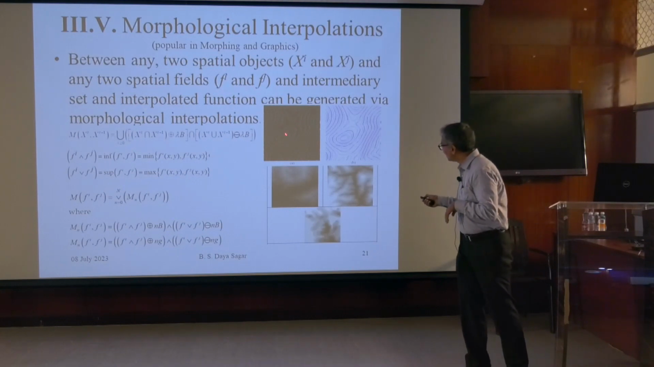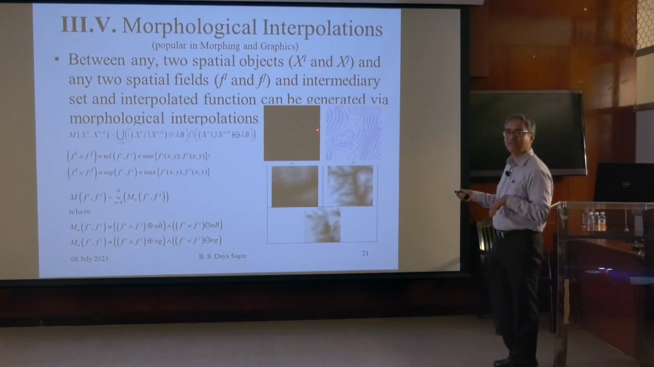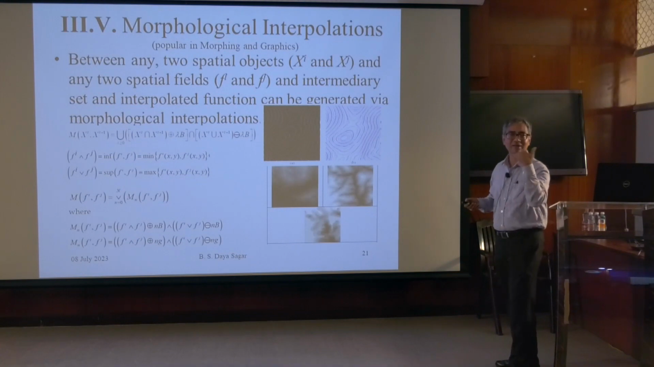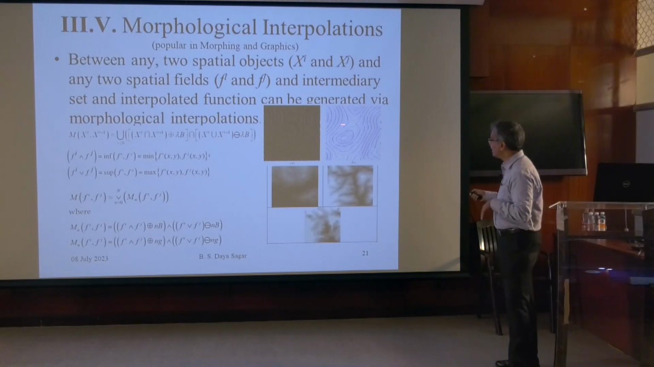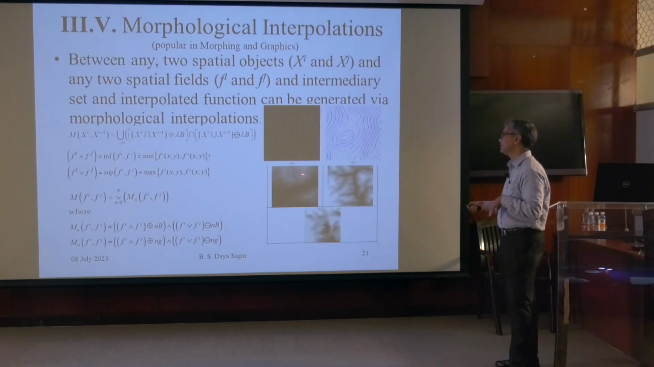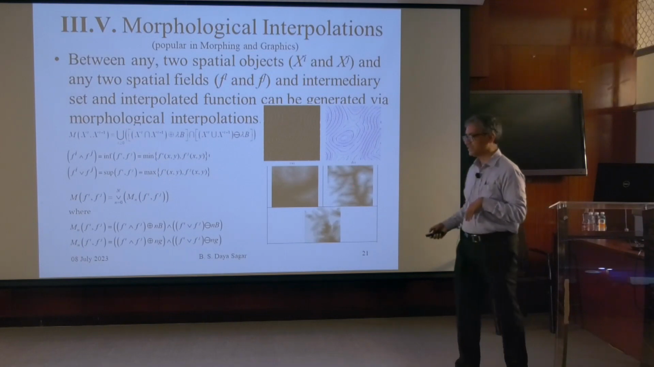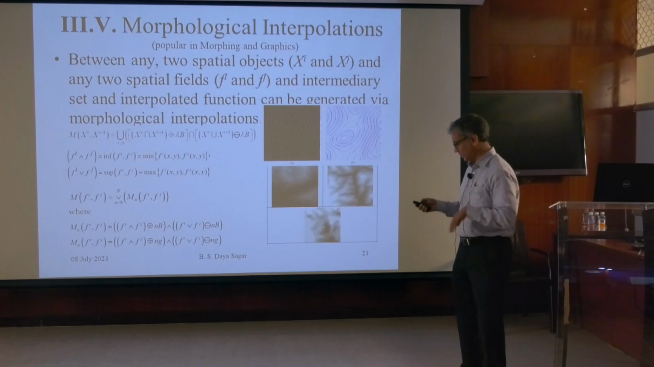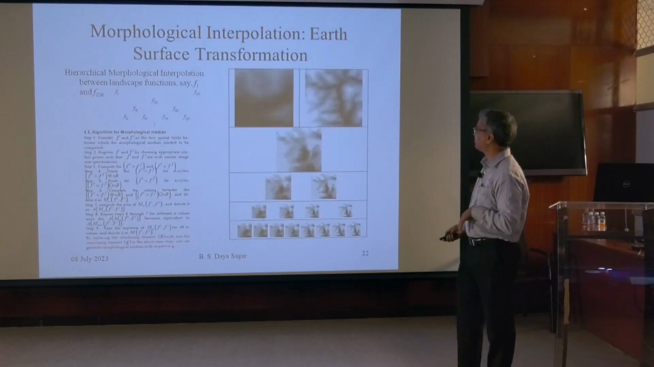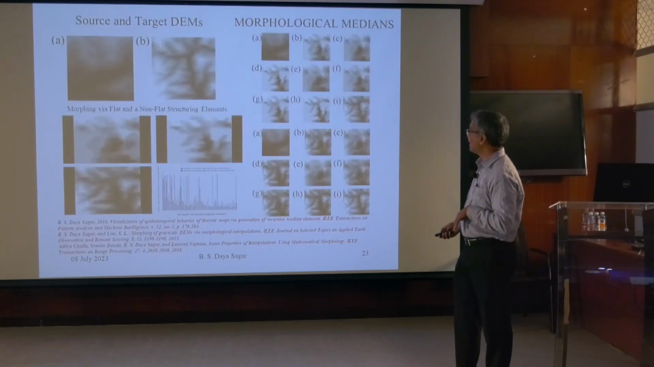Sparse data can be made into denser data by hierarchically interpolating the intermediary contours, and this is for the binary case, whereas this is for the spatial fields. When you look at these two spatial fields, in between you can actually compute the interpolations. It's a hierarchical way, and with this I'll just end my talk.